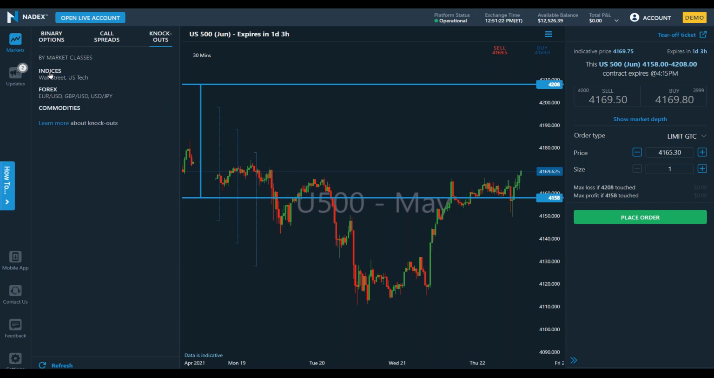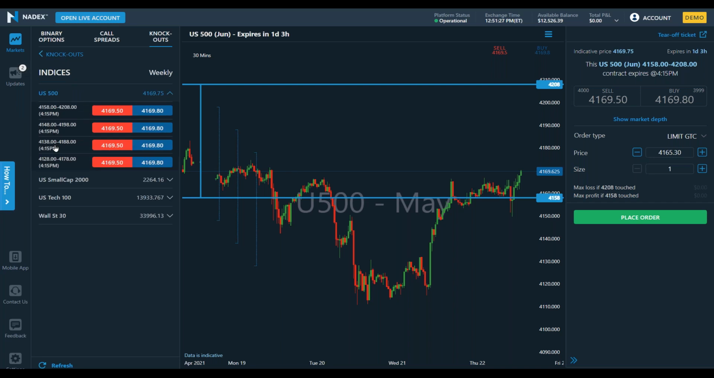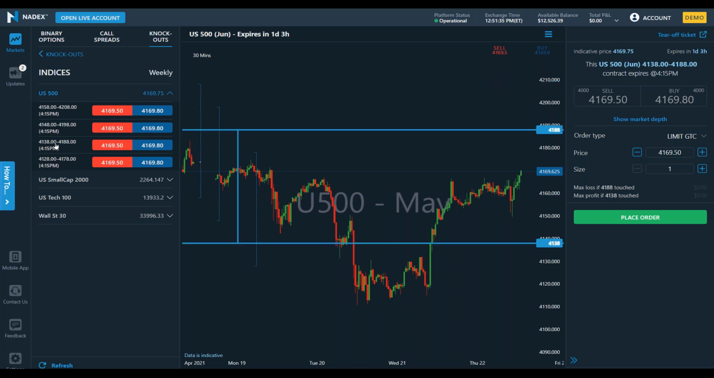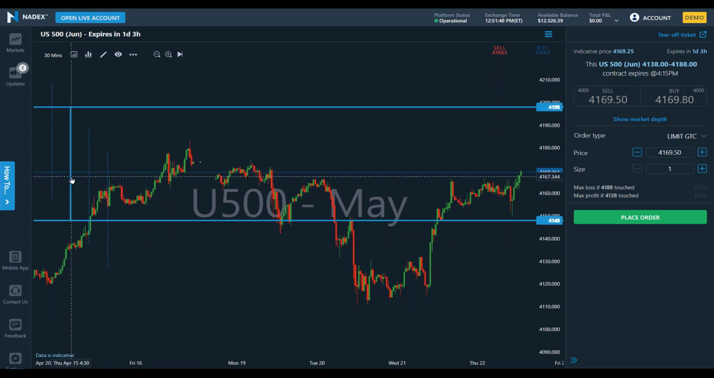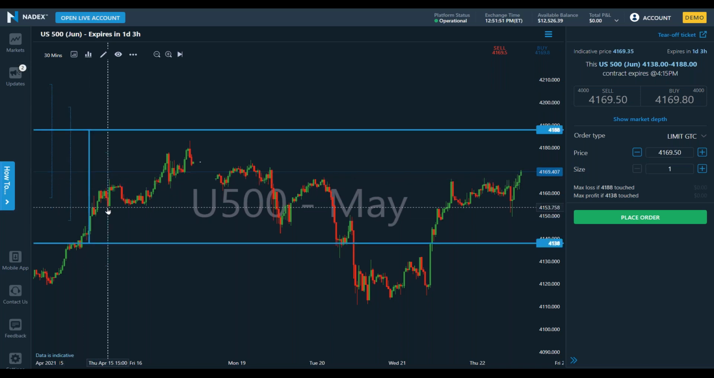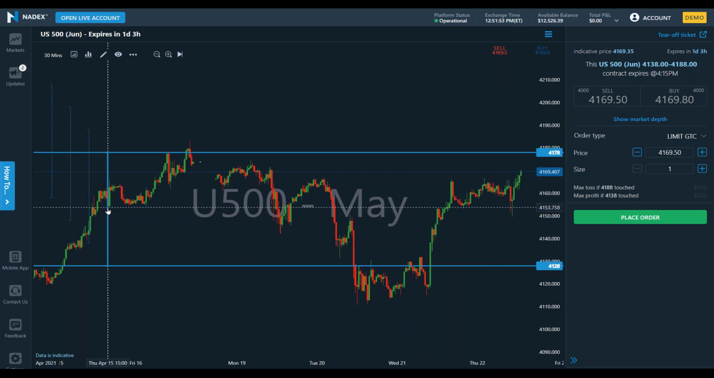So let's stick with indices, and I'm going to use the S&P 500. When I open it up, you'll notice there are 4 knockouts right here on the chart. 1, 2, 3, 4. Now, when I click on them, I'm going to hide this. This is what I meant when you can see the different knockout levels. We've got these 4 bars on the left-hand side, and you can see knockout number 1, knockout number 2, knockout number 3, and knockout number 4. And the floor and the ceiling are clearly and distinctly marked on the chart.